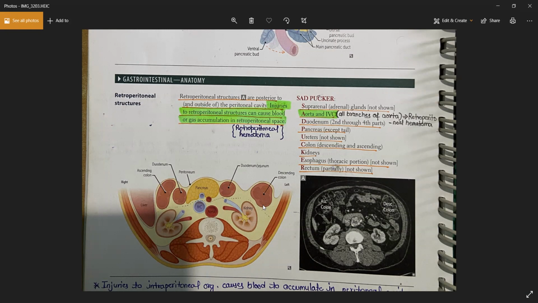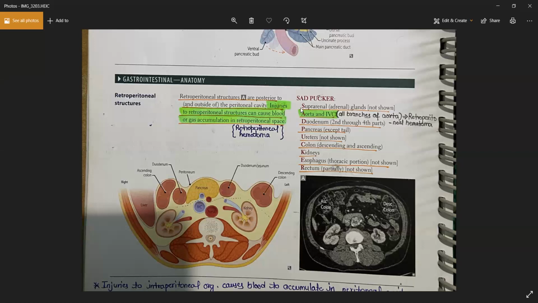If it is a case of a retroperitoneal hematoma, they will give you mostly vessels which are supplying the intraperitoneal structures, and one will be to the retroperitoneal structure, and that would be the answer. In case of intraperitoneal bleeding, they will give you a list of vessels supplying the retroperitoneal and the intraperitoneal structures, and you need to choose any intraperitoneal structure. So that's why you need to know what structures are retroperitoneal, and it is by the mnemonic SAD-Pucker.